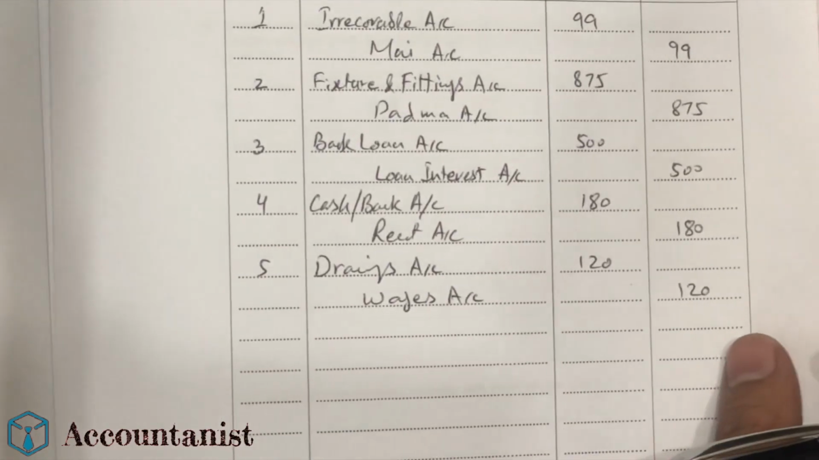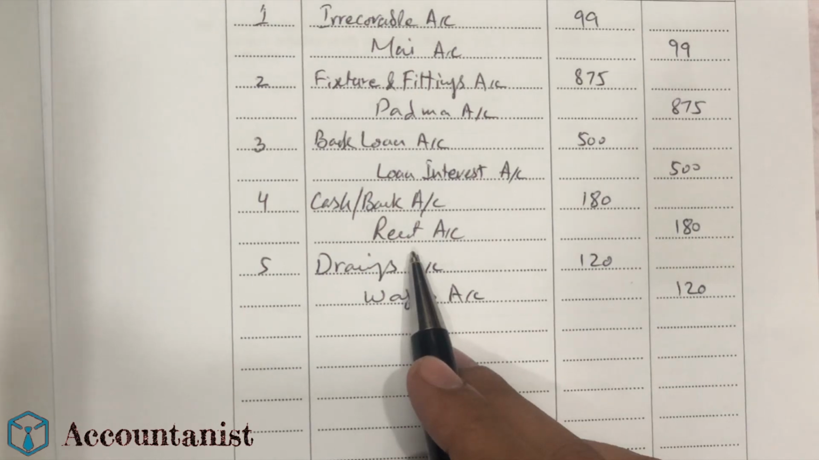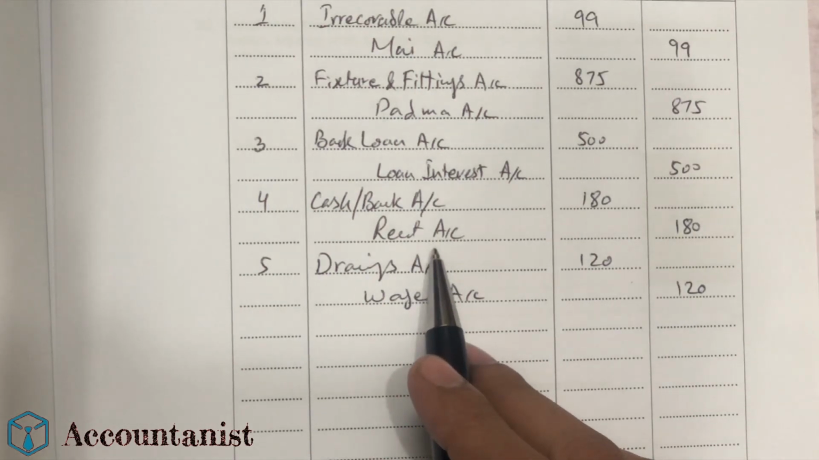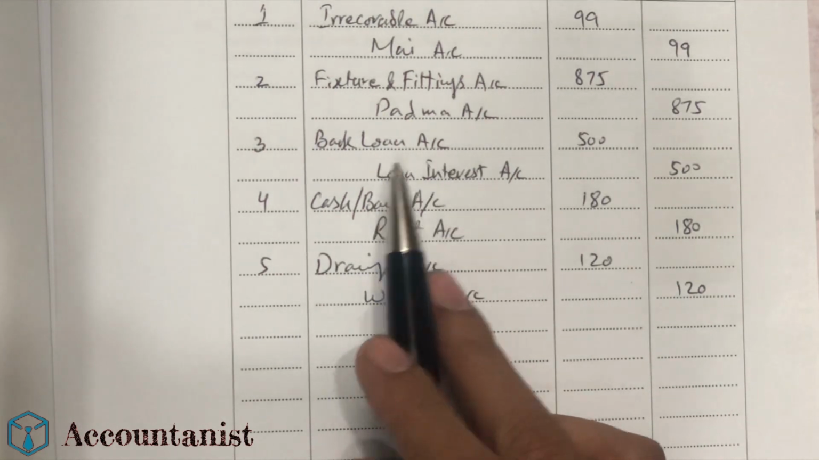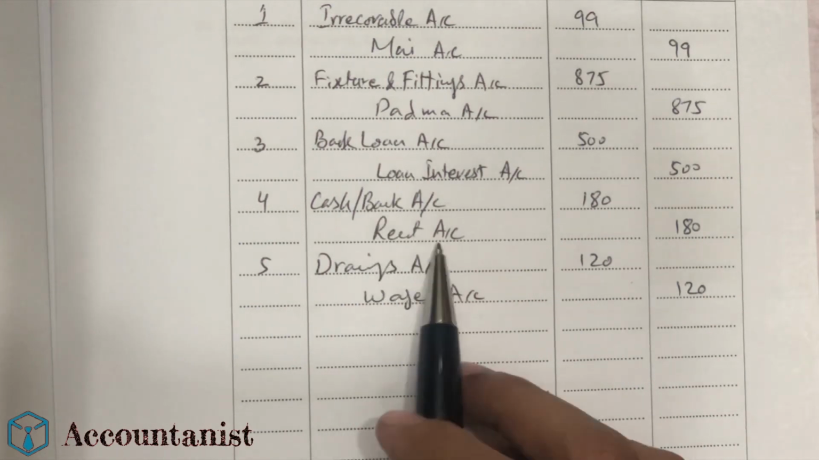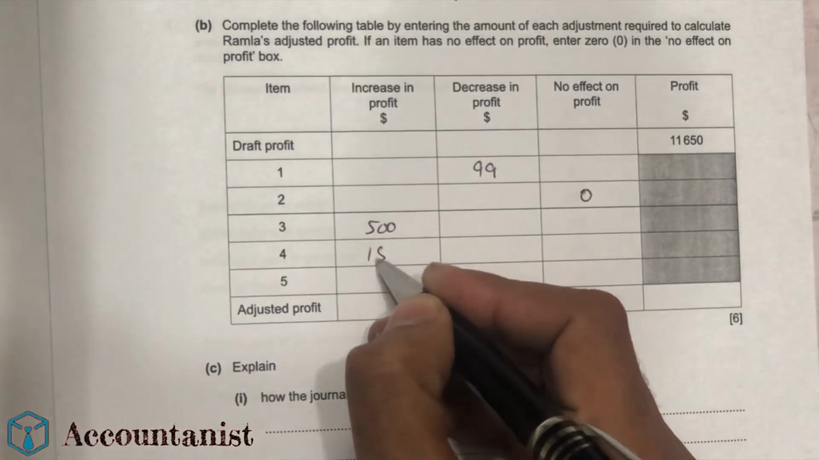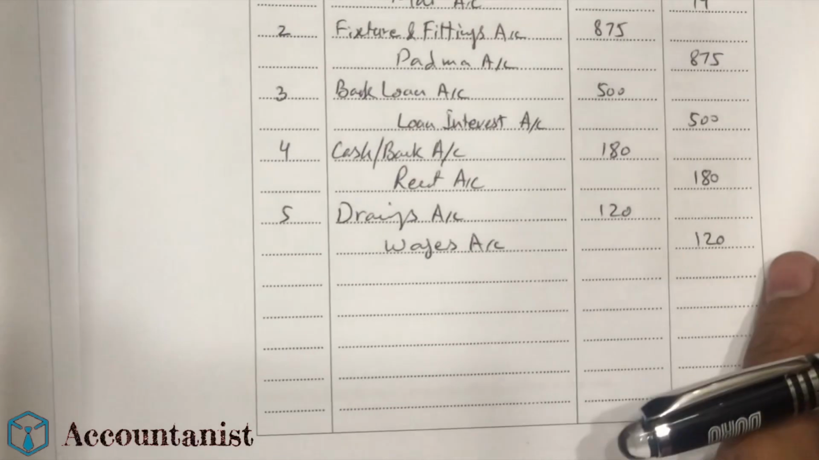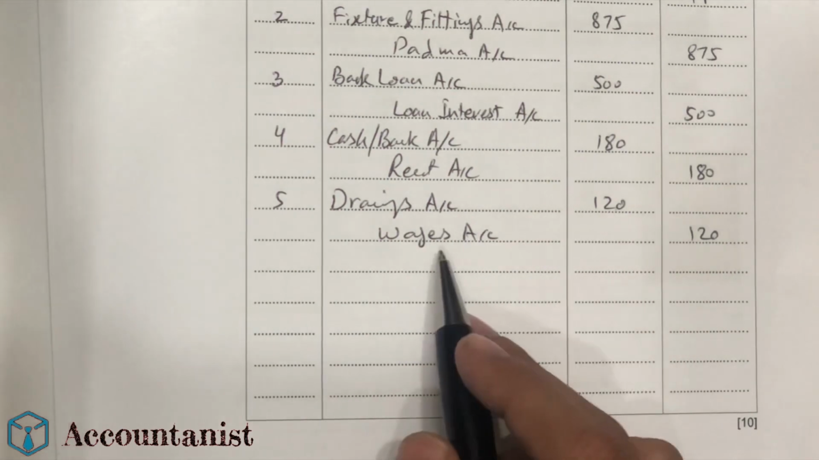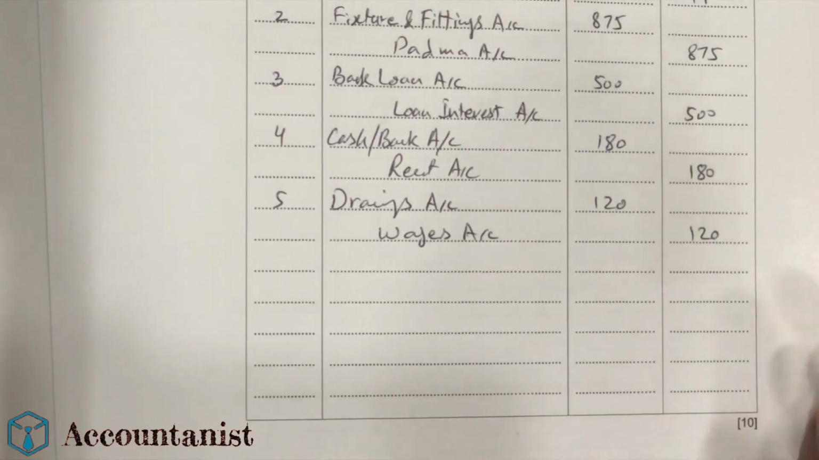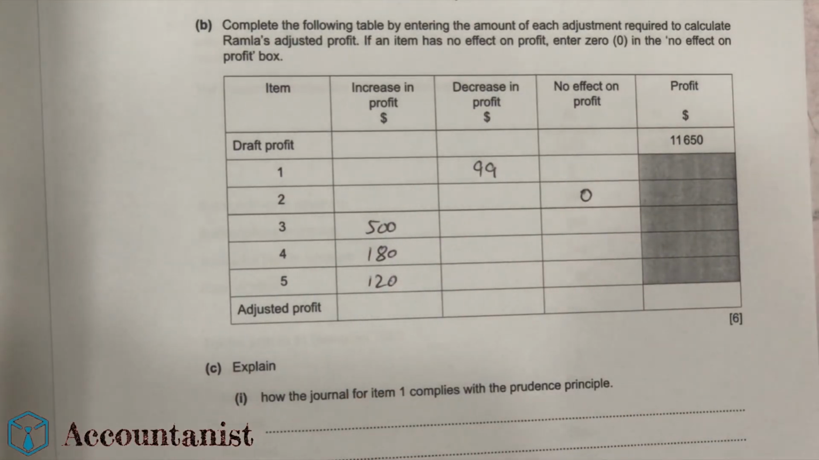The next adjustment is that the rent account is going to be down. Rent is also our expense, so expense going down will increase our profit. Cash and bank goes to the SOFP. Bank loan goes to the SOFP, that's why it is not going to be adjusted here. So the rent account is going to be decreased, so 180. The profit is going to be increased by 180. For the last transaction, again the wages account is going to be reduced by 120. Drawings will go to the statement of financial position. So the wages account 120 is going to be reduced, which means our profit will be up by 120.